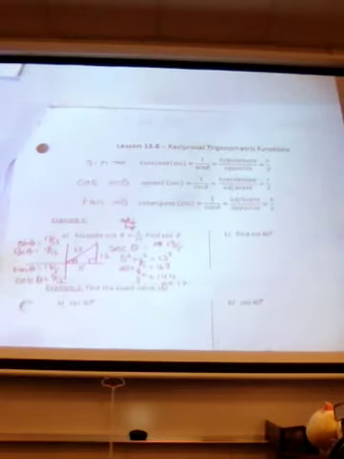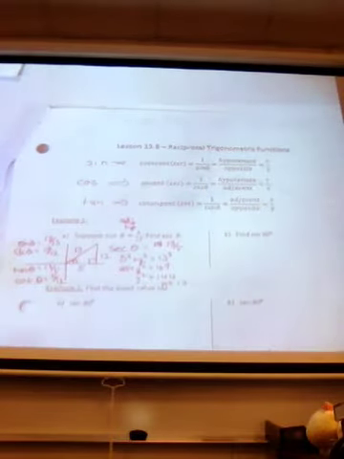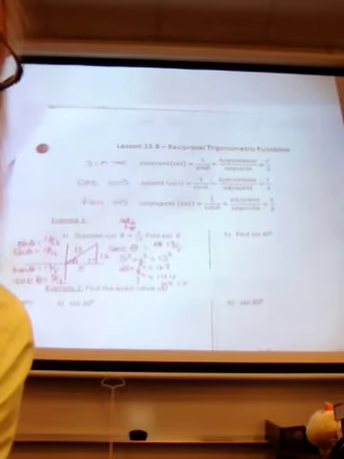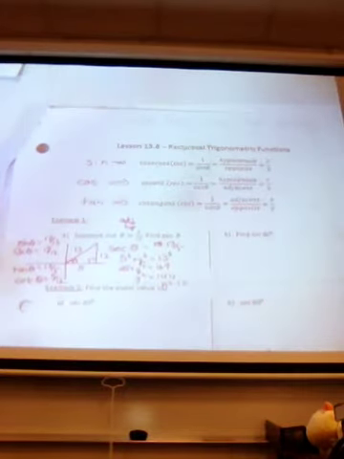Now, is this a unit circle? No. This is a right triangle, so all of our trig functions can be done on the right triangle. But it's not necessarily a 30, 60, 90, or a 45, 45, 90. That's when we're using the unit circle. We know that this is a right triangle because of the Pythagorean theorem.